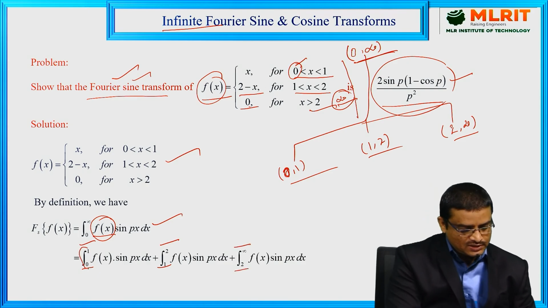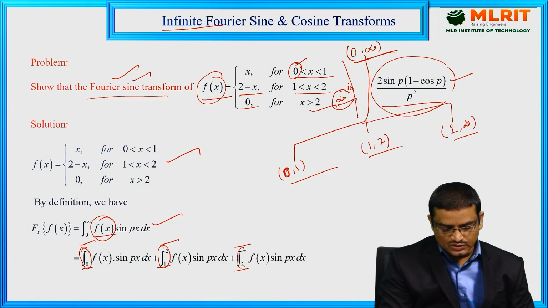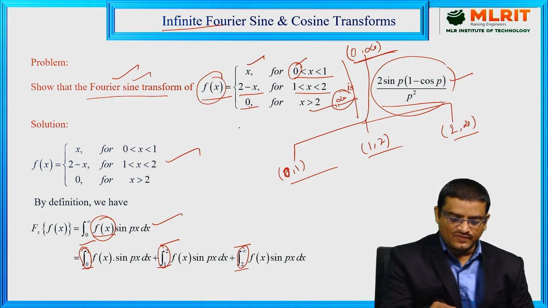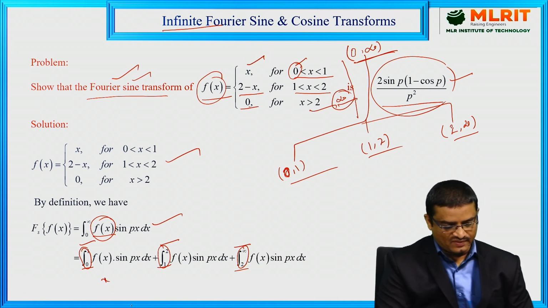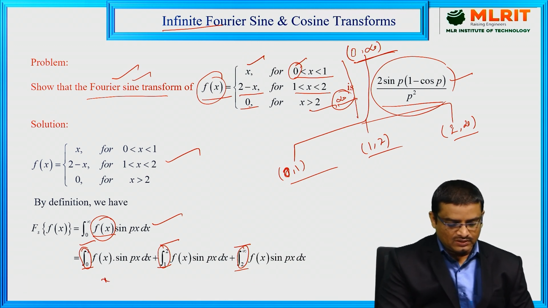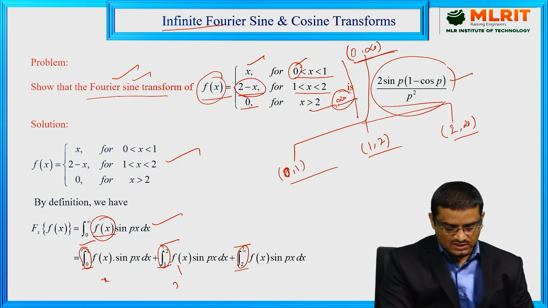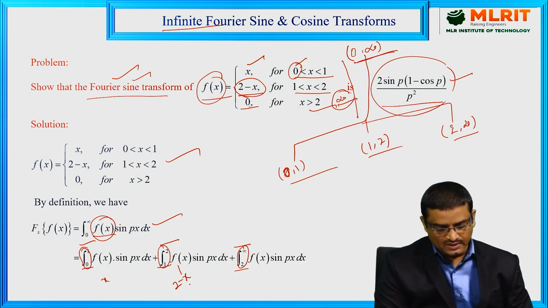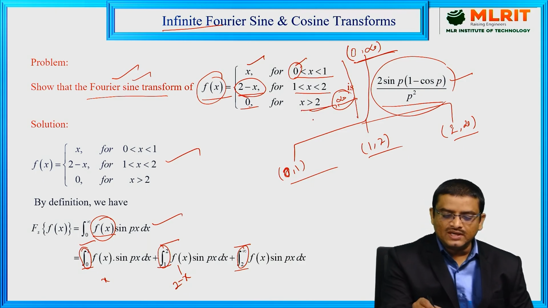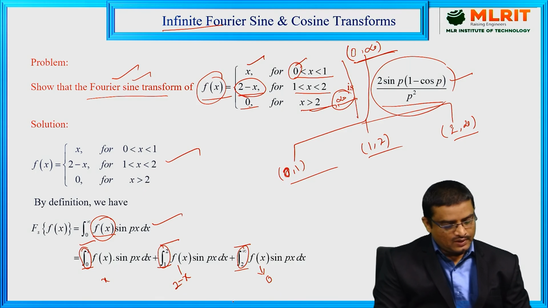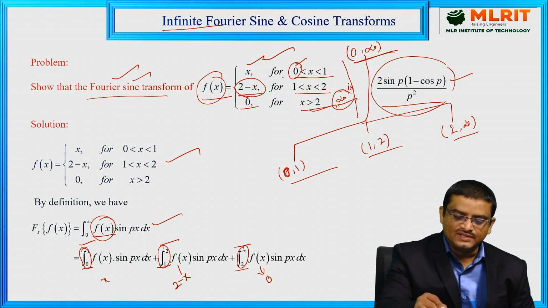Now, based on these intervals, substitute the values of f of x. Whenever x lies between 0 and 1, f of x is equal to x, so replace f of x with x. Whenever x lies between 1 and 2, f of x is equal to 2 minus x, so replace f of x with 2 minus x. And whenever x is greater than 2, or lies between 2 and infinity, f of x is given as 0. Now replace the values of f of x in all three integrals based on these conditions.